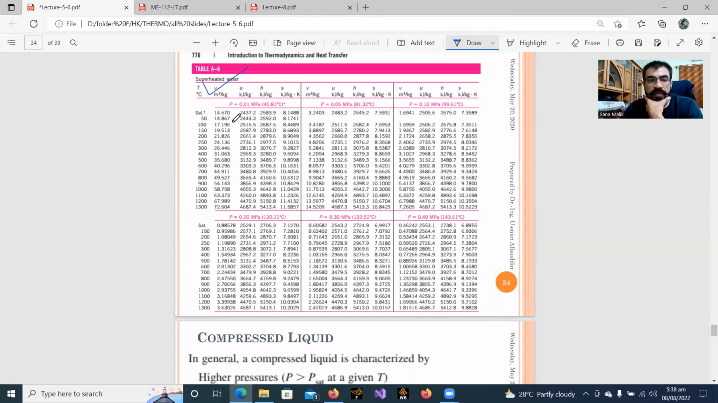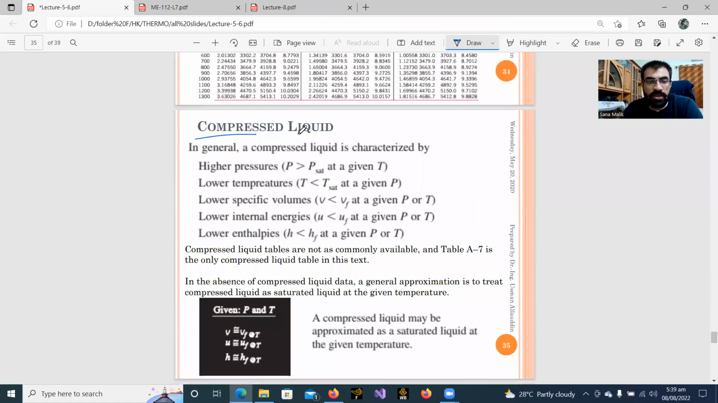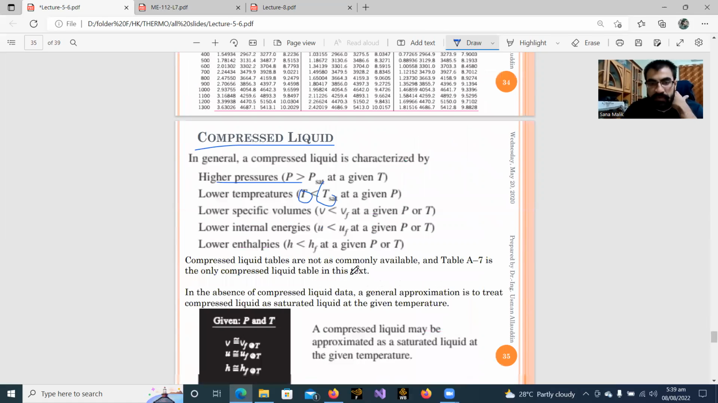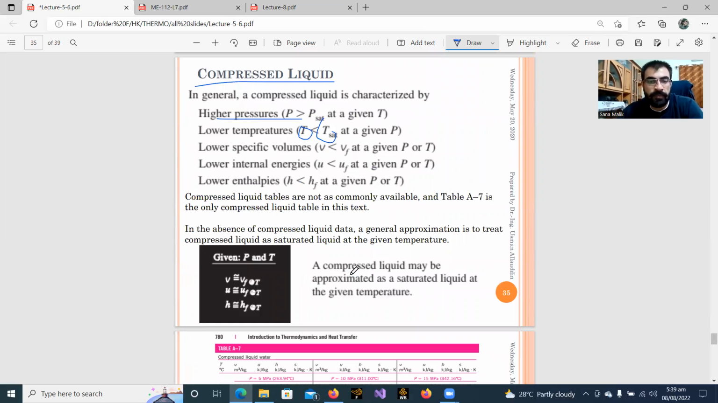This is a table for saturated. We will be given pressures, and against them we can find these properties: pressure, volume, internal energy, enthalpy, entropy. For compressed liquids, however, pressure will be greater than P saturation, and T saturation will always be greater than T. As you can see here in this region, it's very obvious that T saturation, which is 100 degrees centigrade, will always be greater than T. That will be the indication of compressed liquid, and pressure will be higher than the P saturation.